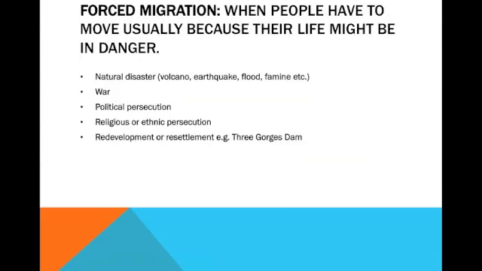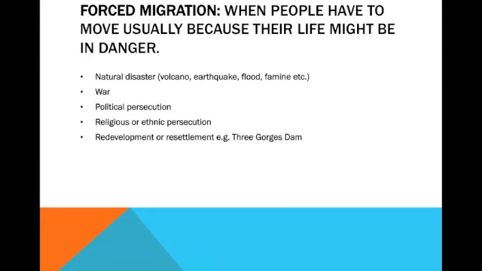Forced migration, when people have to move because their life might be in danger. Reasons for that could be natural disasters, like I said before, for instance a volcano, an earthquake, a flood. There could be war, so they fear for their lives. Political persecution, for instance if they're in politics, or even just normal people and they speak badly about the government. If there's political persecution, they would want to flee because they might get killed or arrested.